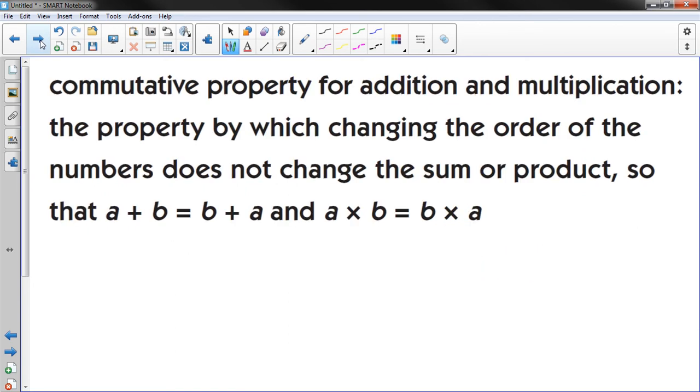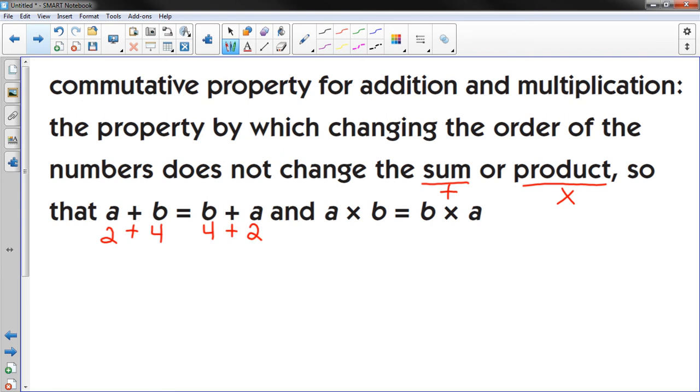Here's the definition. Commutative property for addition and multiplication. The property by which changing the order of the numbers does not change the sum, which is the answer to an addition problem, or the product, that's the answer to a multiplication problem. So let's do that for you if you're a visual learner. So that A plus B is equal to B plus A. Well, in our example, A was 2 plus and B was 4, right? And B plus A would just look like that if you needed a model there.